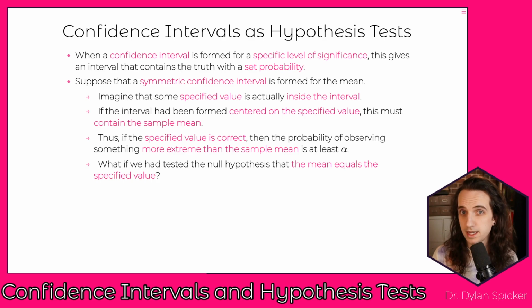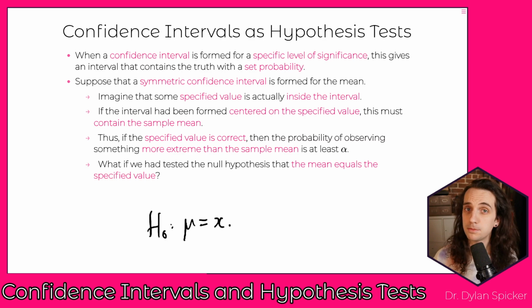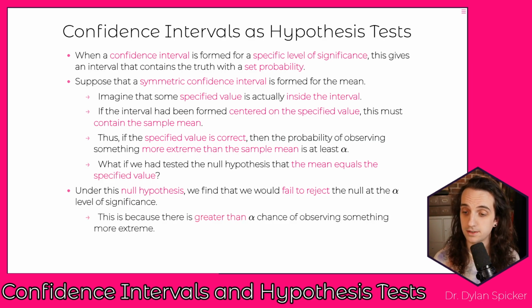And so if you think about testing the null hypothesis, in our case it would have been the null hypothesis that mu is equal to x, that value that we specified, then the sample mean is not going to be extreme enough to reject this null hypothesis. So if you think about testing that, then under the null hypothesis, we would fail to reject at the level of significance.